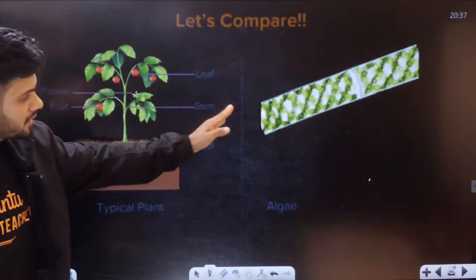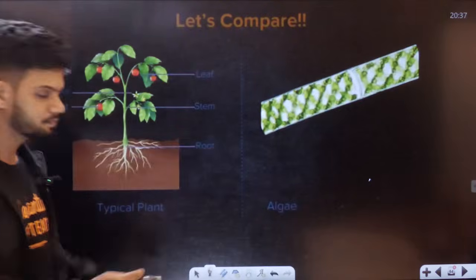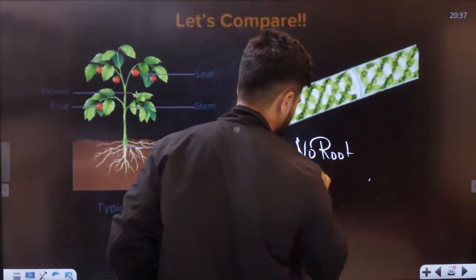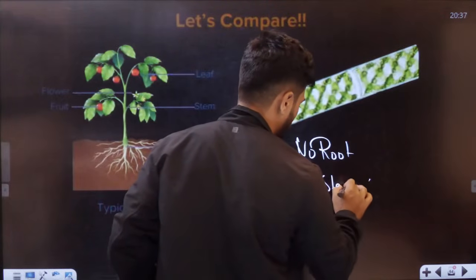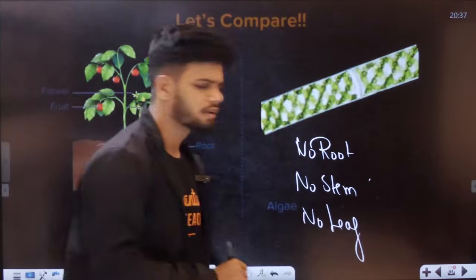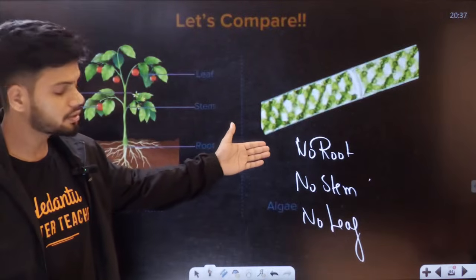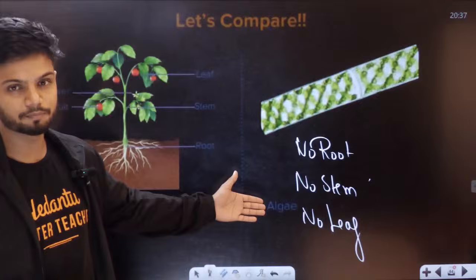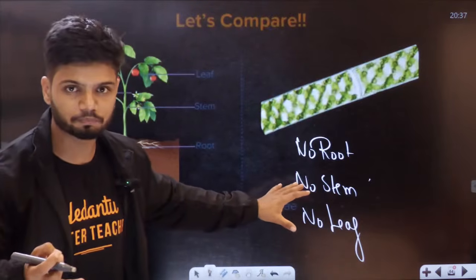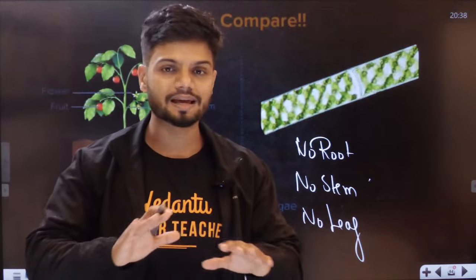Now, students, do you think they have similarities? Here I have root. Here I do not have root. Here we have no stem. Here we have no leaf. Here in the case of your plant, we have no root, no stem and no leaf. So this structure is called a thalloid structure. A thalloid structure is a structure where there is no root, no stem, no leaf.